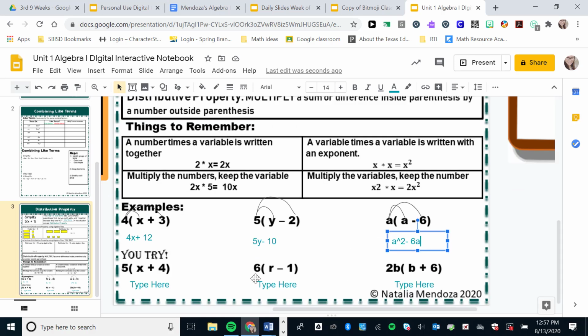All right. So you're going to try these 3 on your own. And then you are going to go into your Go Formative and you're going to finish working on that practice.